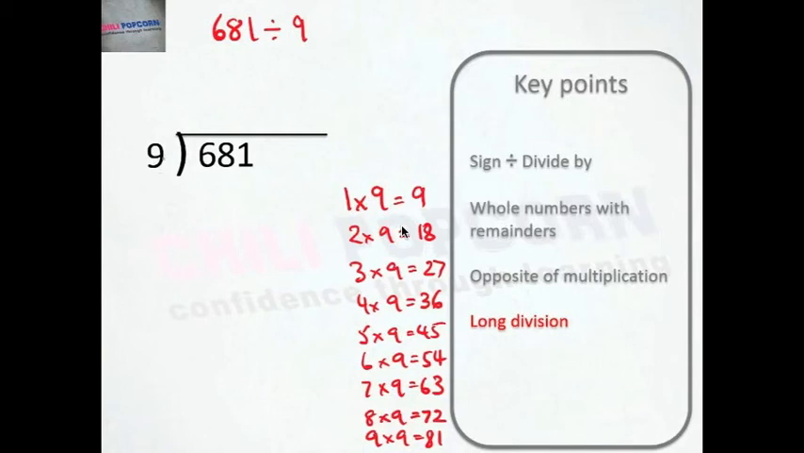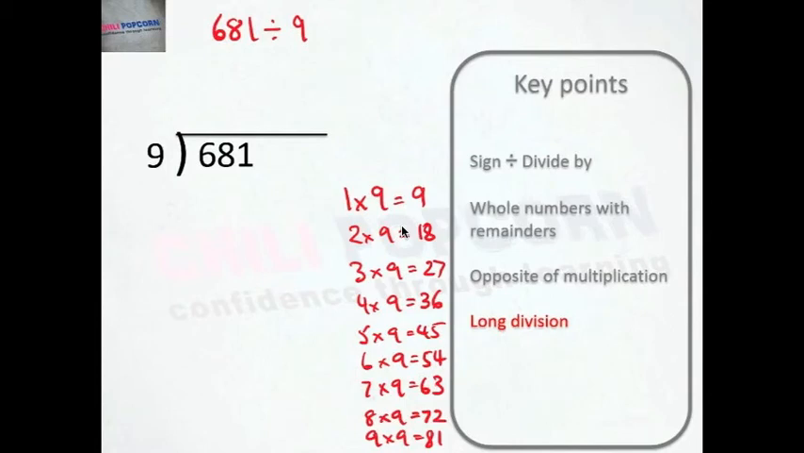First of all, 9 is bigger than 6, so 6 can't be divided by 9. So we have to look at the next two digits, 68. I'm going to compare 9 with 68. Now the question is, how many times will 9 go into 68? So I go down my 9 times table, and I can see that 7 times 9 is 63.